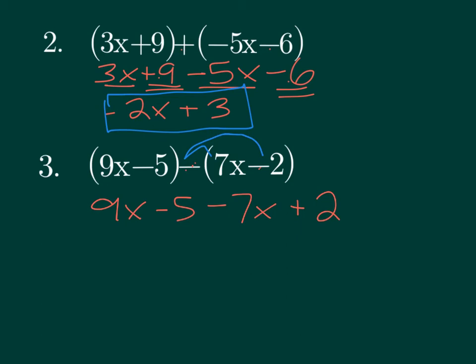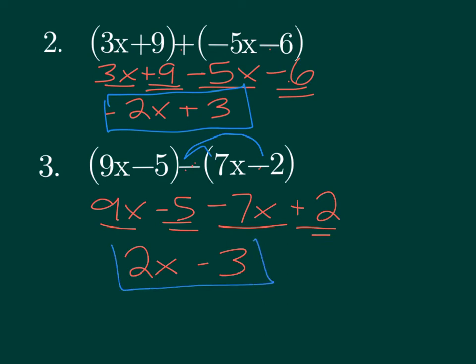And now we can combine like terms. 9x and negative 7x is 2x. Negative 5 and positive 2, well, that's negative 3. And there's our answer here.